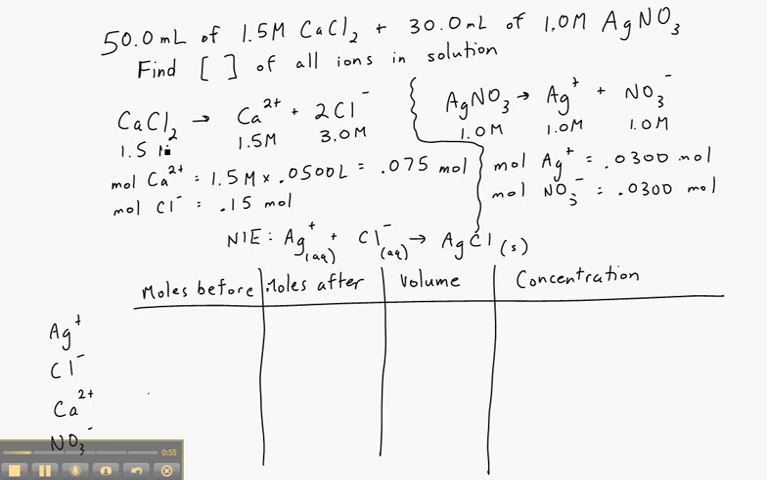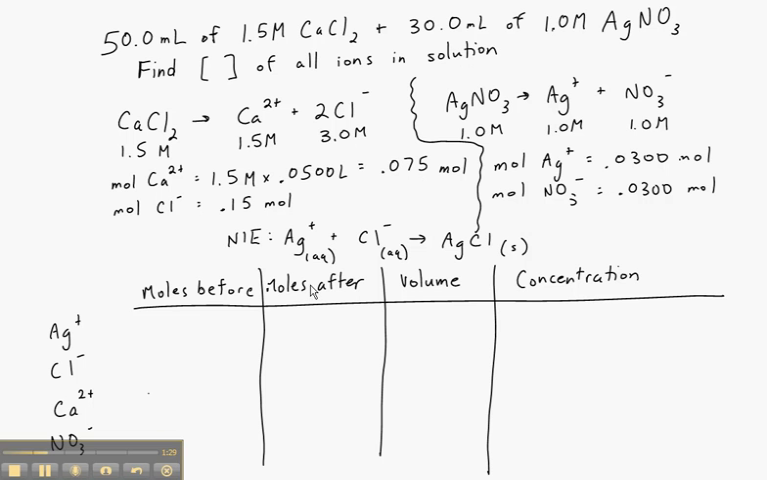Well, if calcium chloride is 1.5 molar, calcium is 1.5 molar as well. The chloride, however, there's two of them per compound, so the concentration of the chloride would be 3 molar. And the silver nitrate is a little easier. It's all a 1-to-1 ratio. So now that I've got the concentrations of all the ions, I multiply them by their respective volumes to get the number of moles, which I've laid out here.